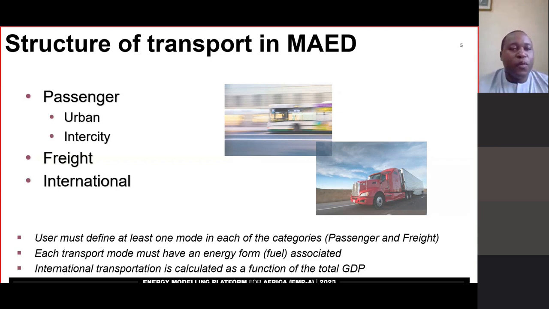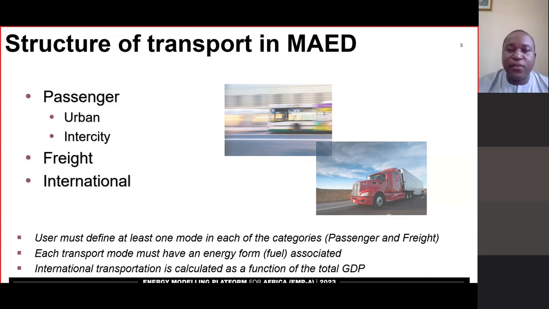And when we want to model the transport sector, that means if we have allocated some fuel in this transport sector, we need to define at least one transportation mode. And what we should understand is that the fuel that we have allocated for transport has to be consumed by something. So we have to define at least one transportation mode for each of the categories that we would like to model in our analysis. And for each transportation mode, we have to link it to one fuel. So we have to associate it to one fuel.